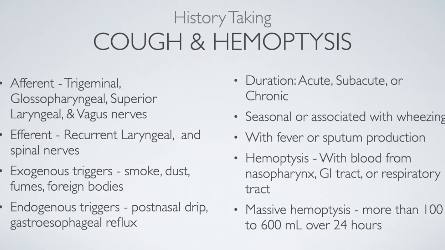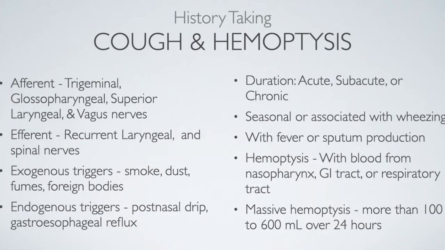Now, there are two main components to your cough. You have the afferent, or the triggers, or the nerves that underserve the triggers of coughing. These are your trigeminal, glossopharyngeal, superior laryngeal, and vagus nerves. Note that these nerves provide sensation to your nasopharynx, oropharynx, hypopharynx, and larynx, and even some of your airways. Triggering these afferent branches of the cough reflex can be due to exogenous or endogenous triggers.